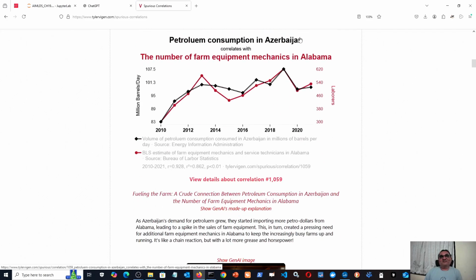Petroleum consumption in Azerbaijan and the number of farm equipment mechanics in Alabama. Azerbaijan is a country near Russia, and Alabama is a state in the United States. They are polar opposites geographically on the earth, but somehow you can see that a very nice correlation occurs.